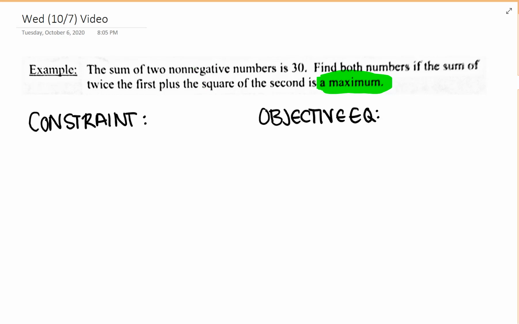When they're asking you to find a maximum, they're asking for the solution that satisfies the conditions they give you and the solution that satisfies the first derivative test when we optimize. The constraint is this given information. The sum of two non-negative numbers is 30. So x plus y is 30, and x and y must be greater than or equal to 0. 0 is a non-negative number. It is neither positive nor negative, so it could also be a possibility.